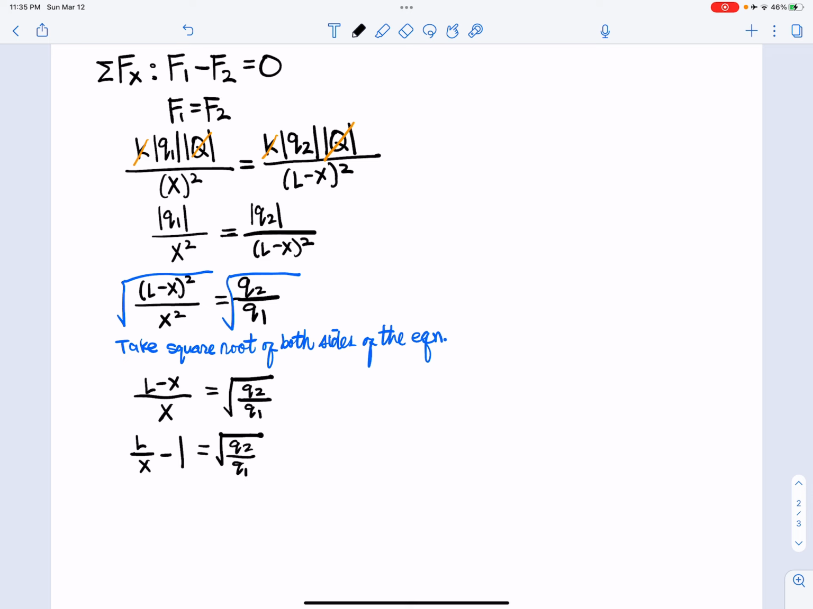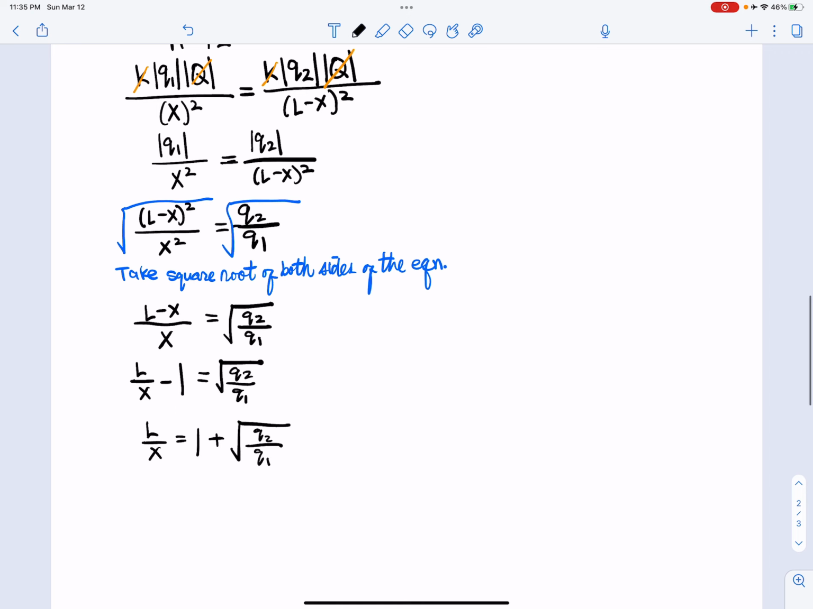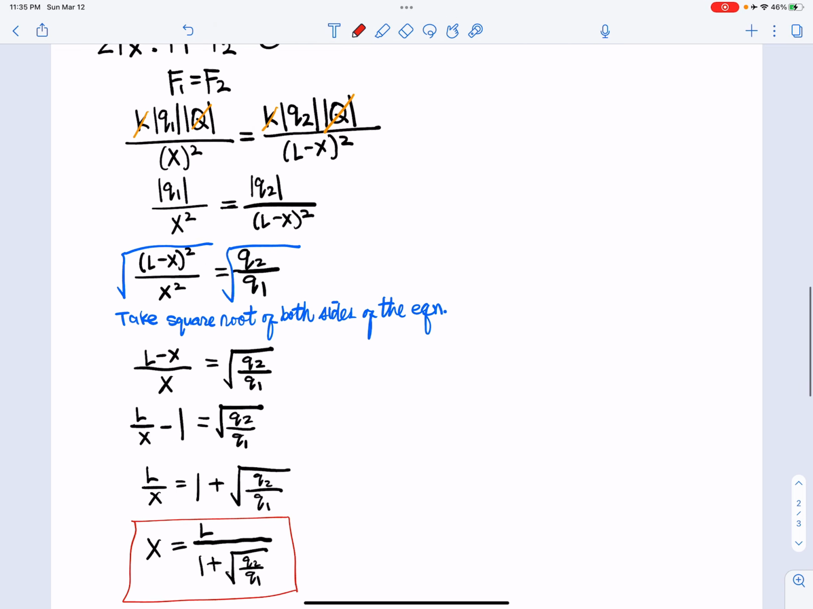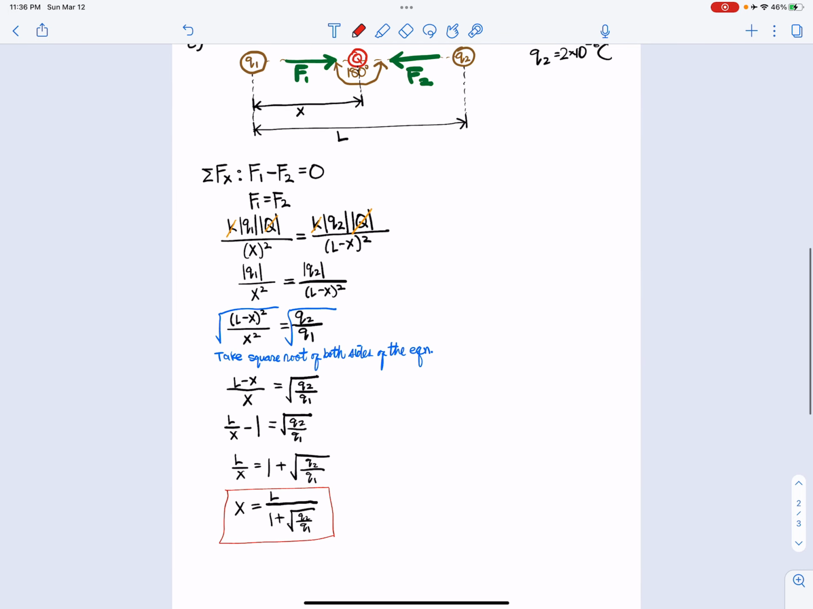All right? And so now I'll just solve for x. So L over x is going to be equal to 1 plus the square root of Q2 over Q1. So therefore x will be equal to L over 1 plus the square root of Q2 over Q1. All right, so that would be my distance between Q1 and Q in order for Q to feel no force.